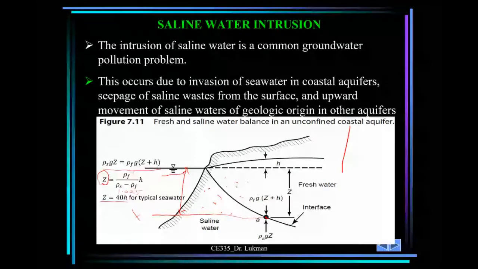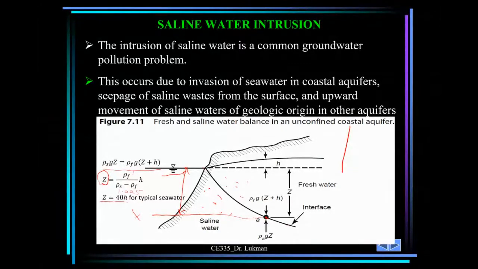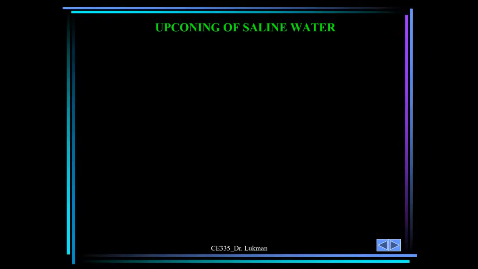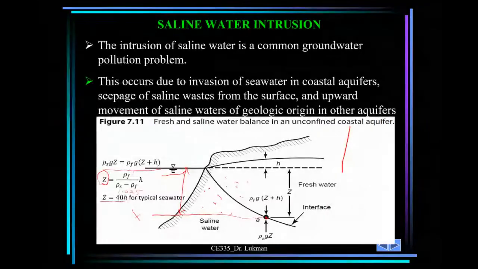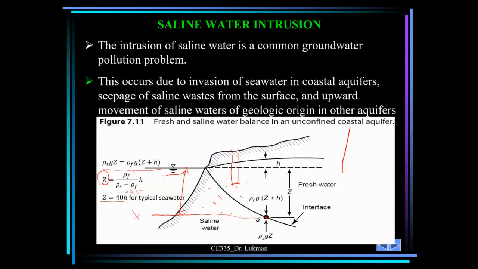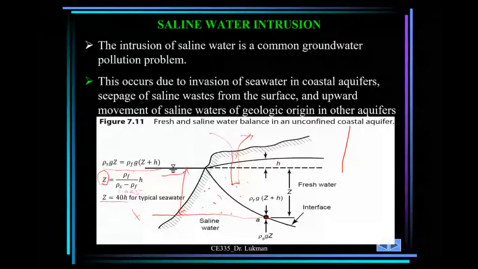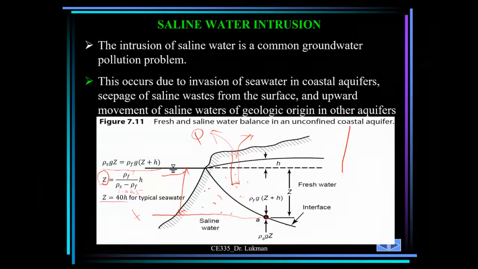Now this equilibrium can be distorted. Like if you sink the well here, this well is currently sunk into the fresh water. When you pump water here excessively, you are drawing water, and then this boundary, this interface, will be moving. It will be moving inland, inward.